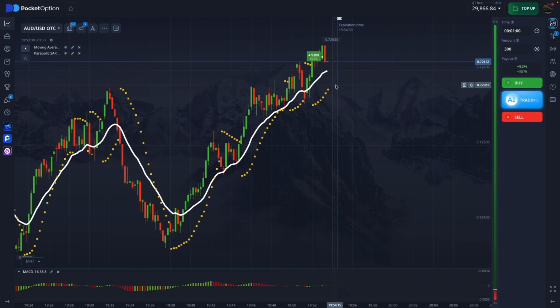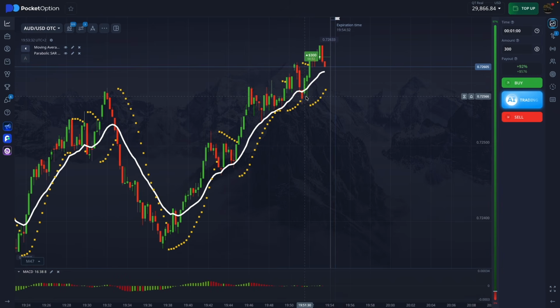Meanwhile, the SAR indicator points are drawn below the chart. And at the moment of entering the trade, the MACD indicator bars were above the zero mark. But the only thing that bothers me is that these bars were quite small. Of course, it's better when these bars are larger. Nevertheless, I still entered the trade for $300.